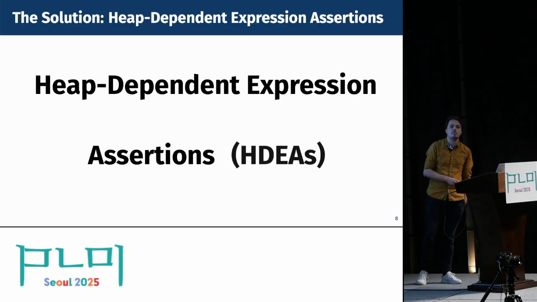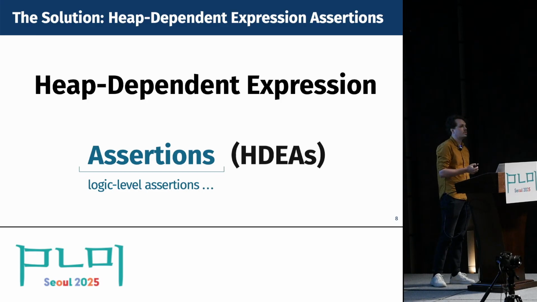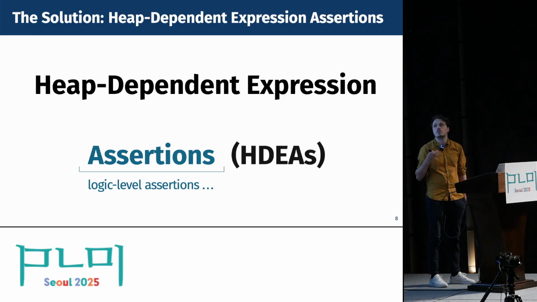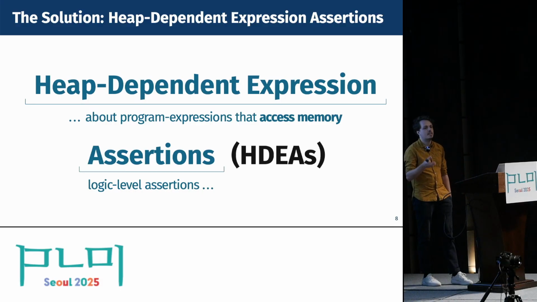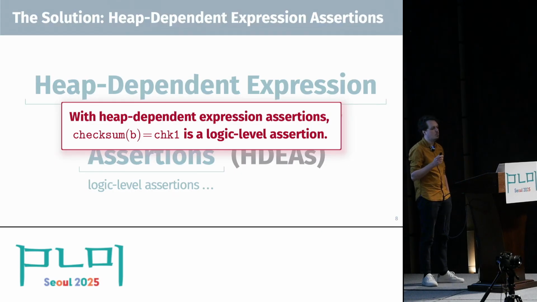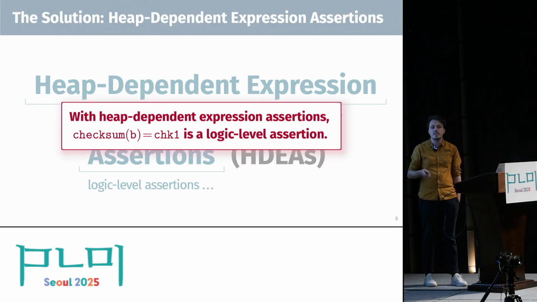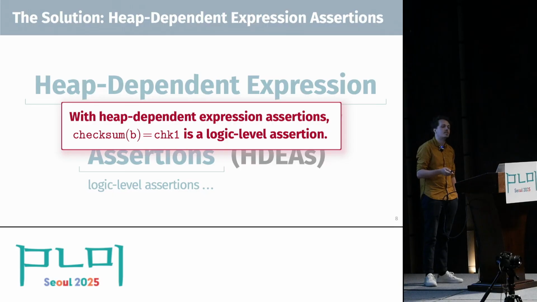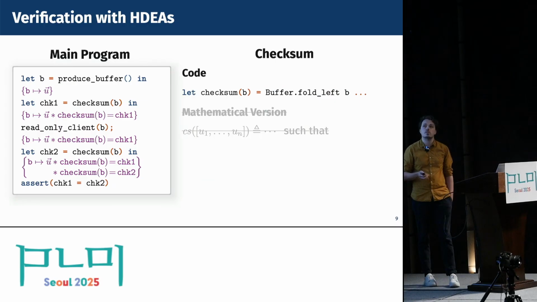And that's where heap-dependent expression assertions come in. First of all, they are logic-level assertions, so we can use them in our specifications and we can use them in our proofs. And they're assertions about program expressions that themselves can access memory. So how does this help us in our proofs? Well, with heap-dependent expression assertions, checksum of b equals check1 is now a logic-level assertion that we can use in our proofs.